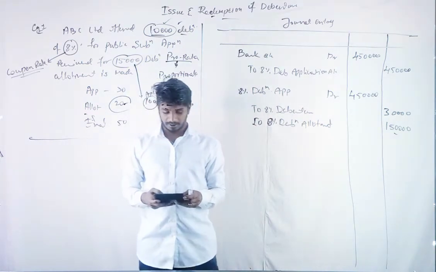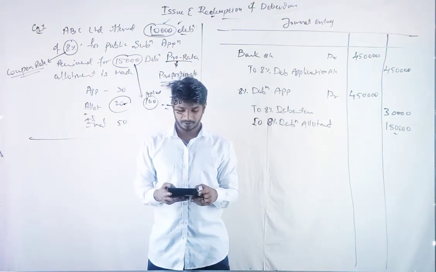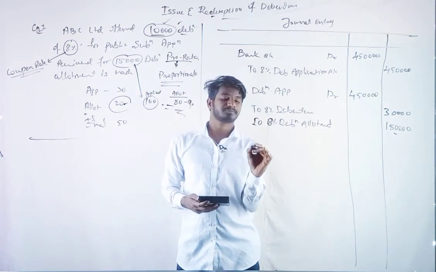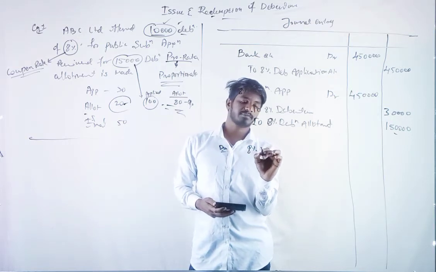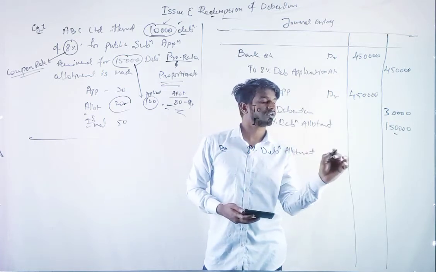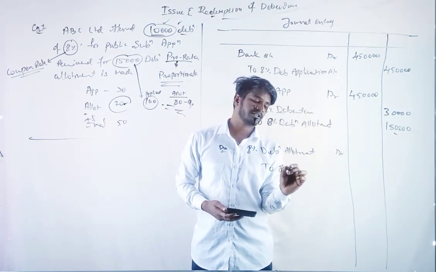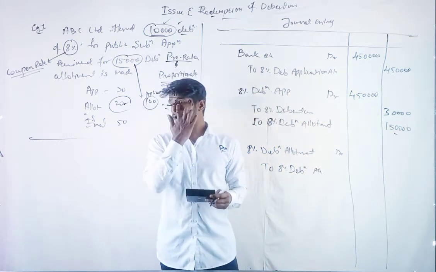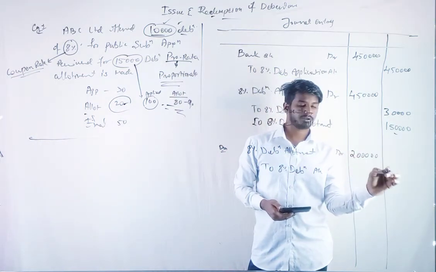And then next allotment, 10,000 debentures into 20. How much is it? 2 lakh rupees. First we make it due, right? 8% debenture allotment debit to 8% debenture account. How much? 2 lakh. We are making it due.